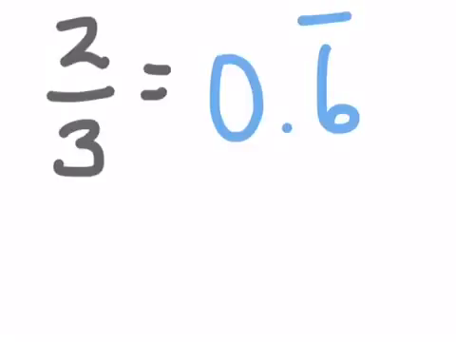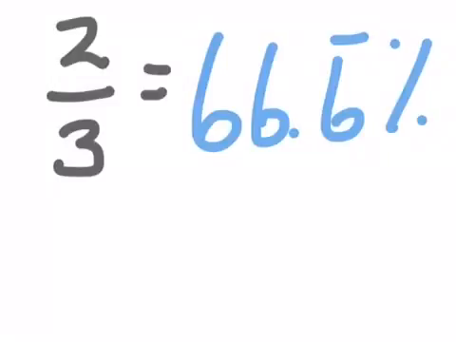Now if I look at 2/3, that's the same thing as 0.6 repeating. So if I were to type in 2 divided by 3 on a calculator, I would get 0.6666666 and it would keep repeating. So again, I use that bar notation to represent that. If I were to write that like a percent, it would be 66.6 repeating percent.